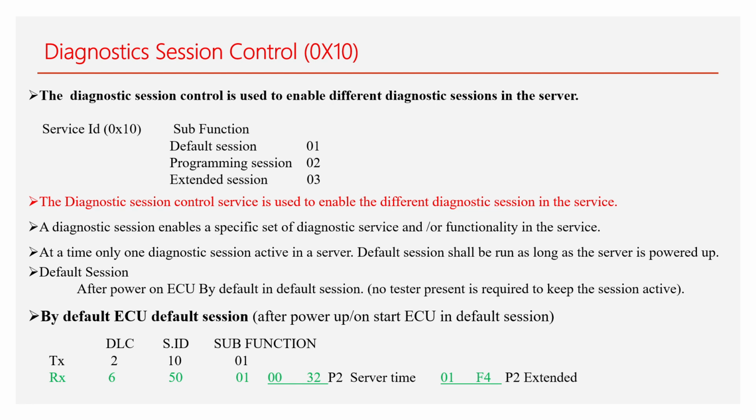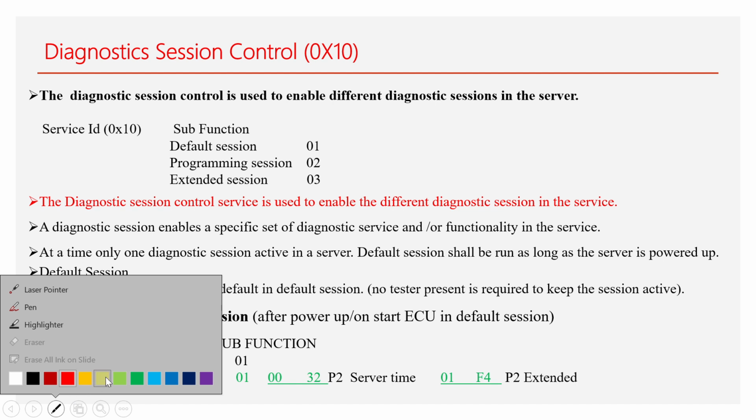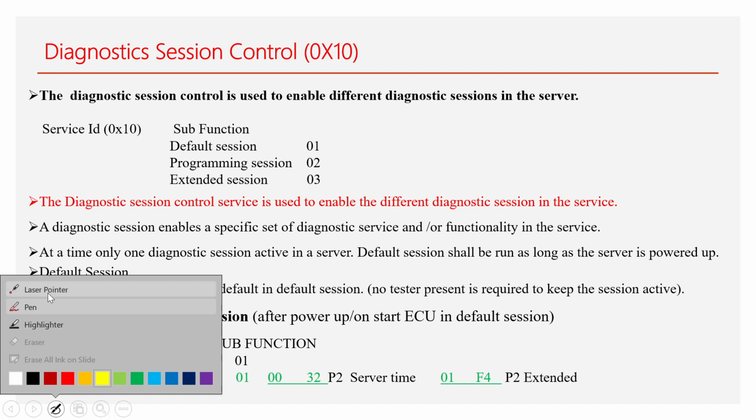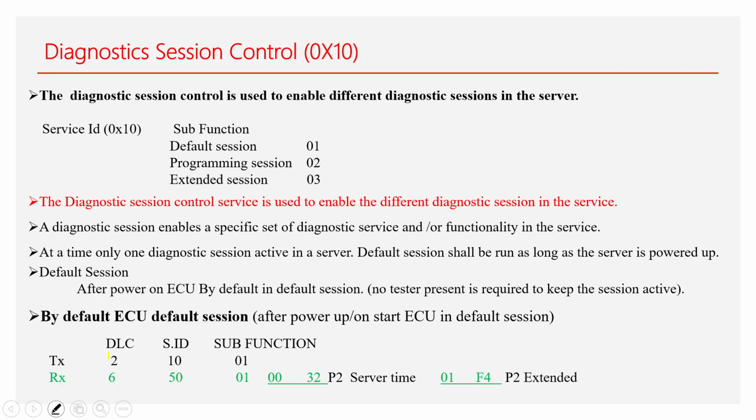Okay, next coming to the default session. We have the message request from the 10 service, how to give the command to the ECU. It is in a message format. For every message we have to consider some parameters. What are the parameters? It is the DLC. For every message we want the DLC.